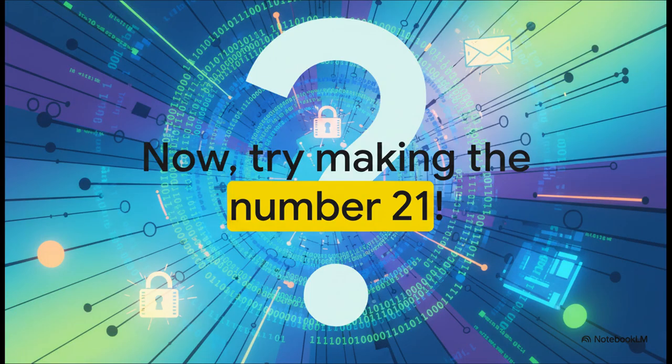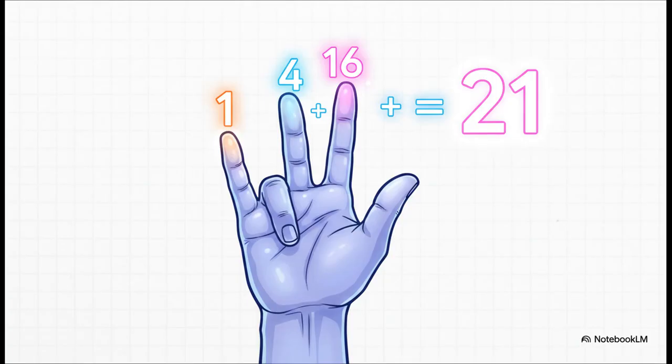All right, you're ready for a quick challenge? Using that system, try to show me the number 21. Which fingers do you need to hold up? Go ahead, I'll give you a second to figure it out. Got it? Let's see. You should have your pinky up for 16, your middle finger up for 4, and your thumb up for 1. 16 plus 4 plus 1 equals 21. See? You're already thinking like a computer.